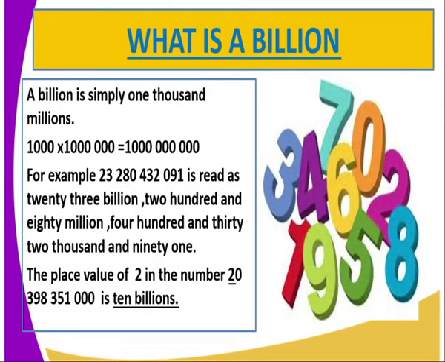Some people might confuse by asking themselves, what is a billion? A billion is simply 1000 millions. That is, you multiply 1000 times 1 million. That is when you get a billion. For example, 23,280,432,091, as you can see from our screen, is read as twenty-three billion, two hundred and eighty million, four hundred and thirty-two thousand and ninety-one. The place value of 2 in the number is 10 billions.